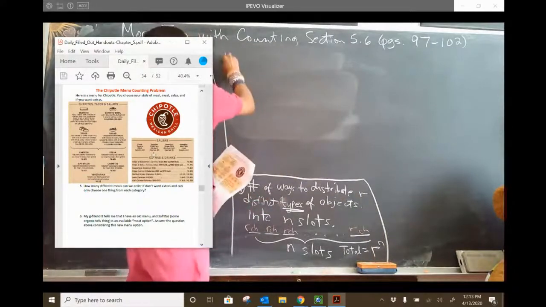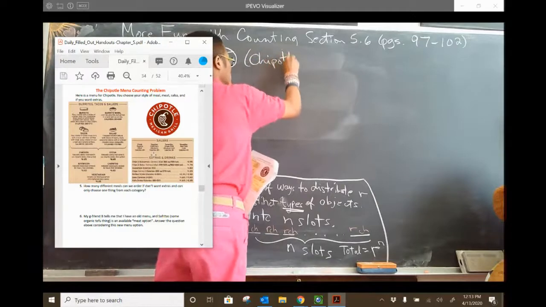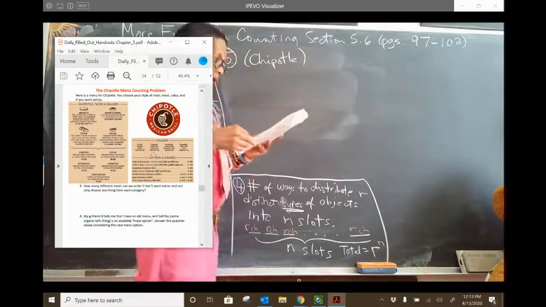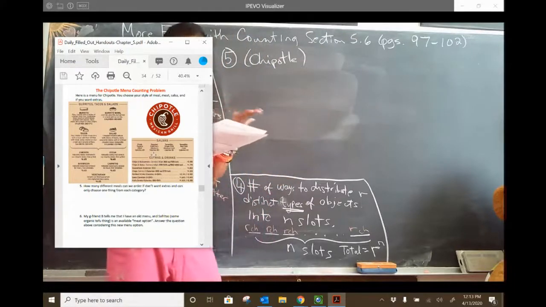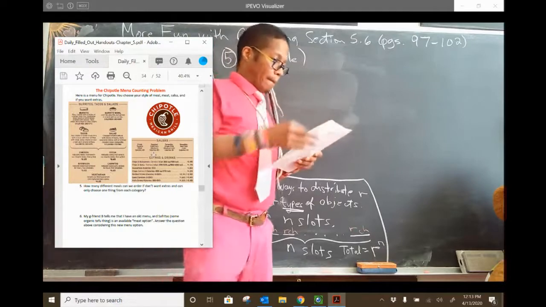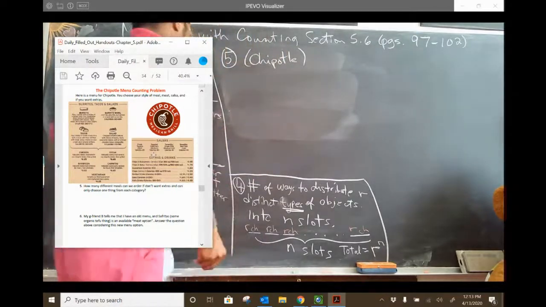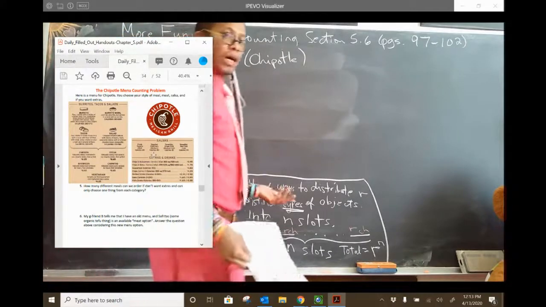So the Chipotle problem. How many different meals can we order if you don't want extras and you can only choose one thing from each category? So, does this use any of these formulas? No, not at all. This is one of those common sense kind of things.